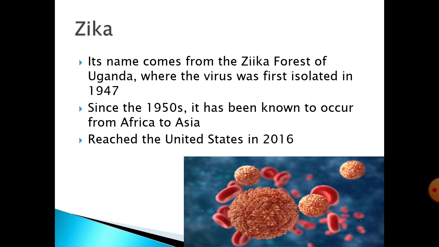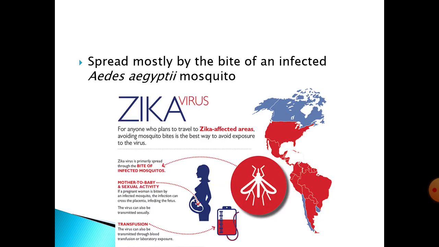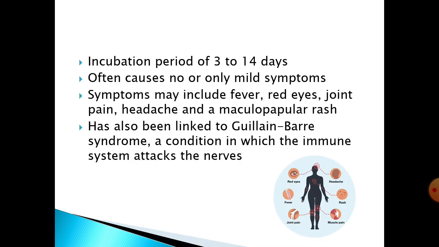Now, Zika. Its name comes from the Zika forest of Uganda, where the virus was first isolated in 1947. Since the 1950s, it has been known to occur from Africa to Asia and reached the United States in 2016. Zika virus is spread mostly by the bite of an infected Aedes aegypti mosquito. It can also spread from mother to baby. If a pregnant woman is bitten by an infected mosquito, the infection can cross the placenta and infect the fetus. The virus can also be transmitted through blood transfusion or laboratory exposure.